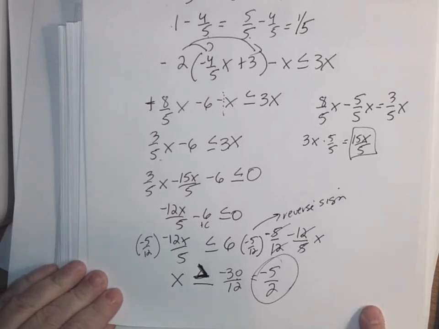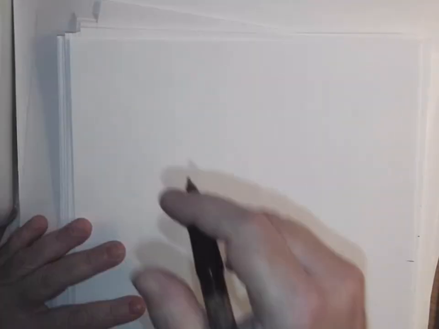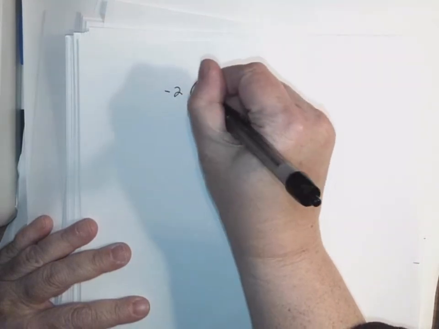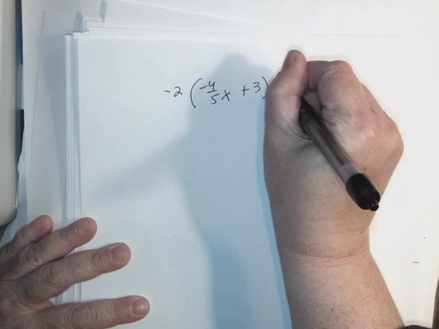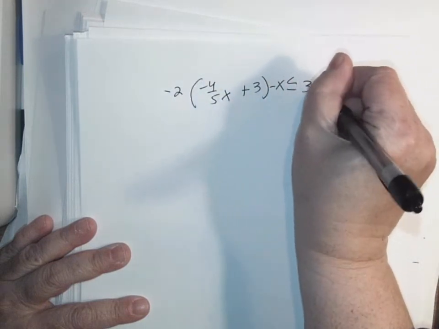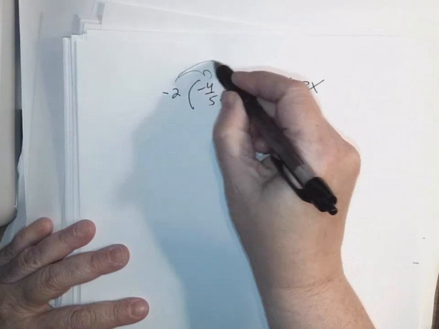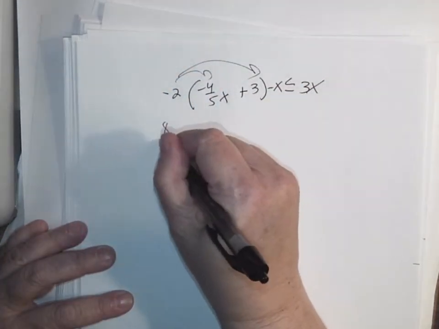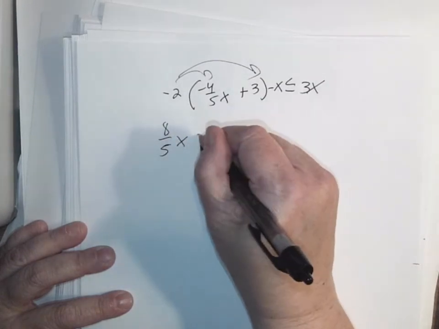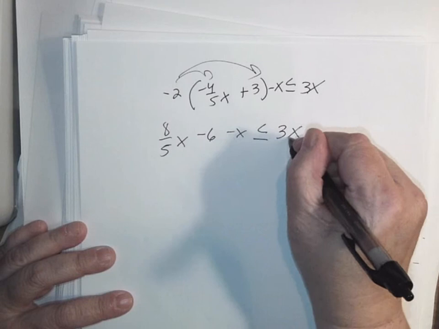All right, let me do the LCD method here because I like the LCD method better than this, but that's just me. All right, so let's do the same thing. Negative 2 times a negative 4/5 x plus 3 minus x less than or equal to 3x. I'm going to do the same thing. So the starting part is still the same. This is going to be 8/5 x minus 6 minus x is less than or equal to 3x. So that part, doing the distributive property, has not changed.